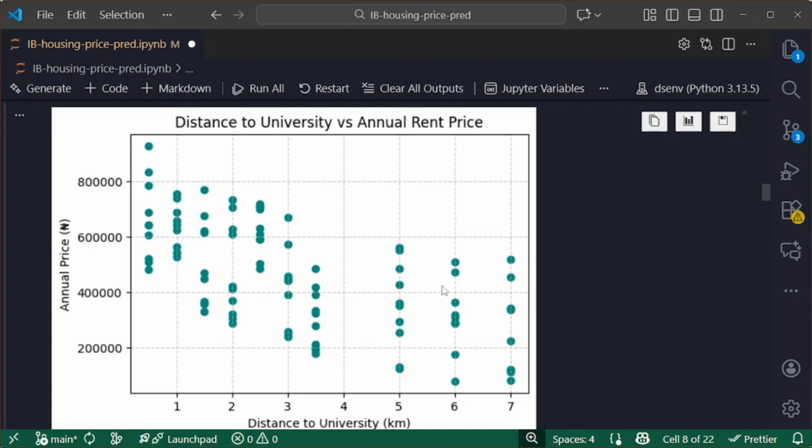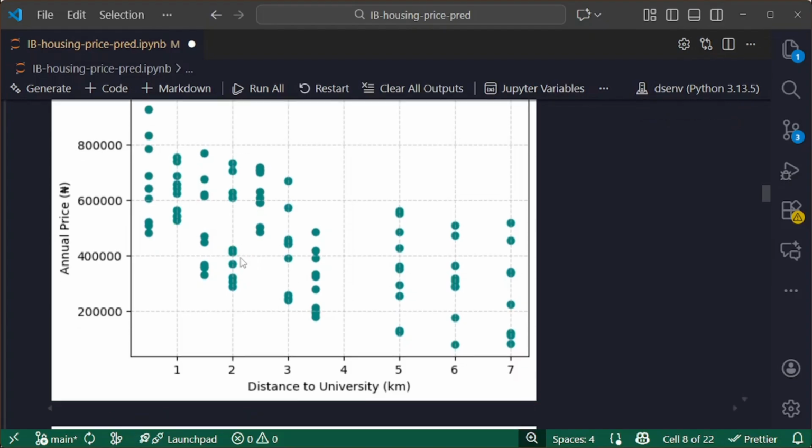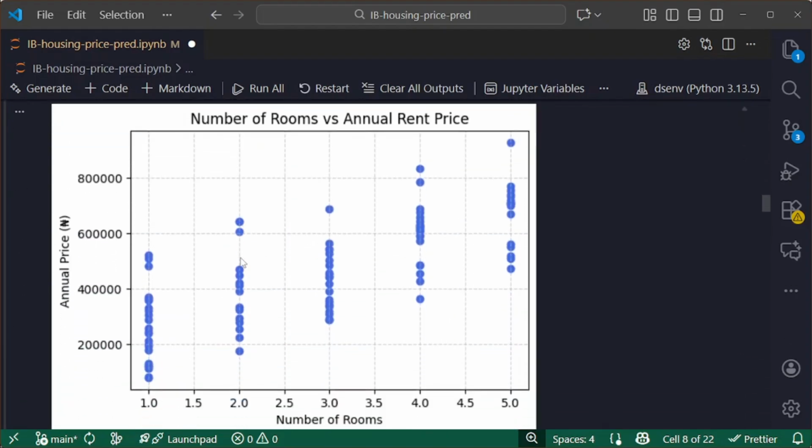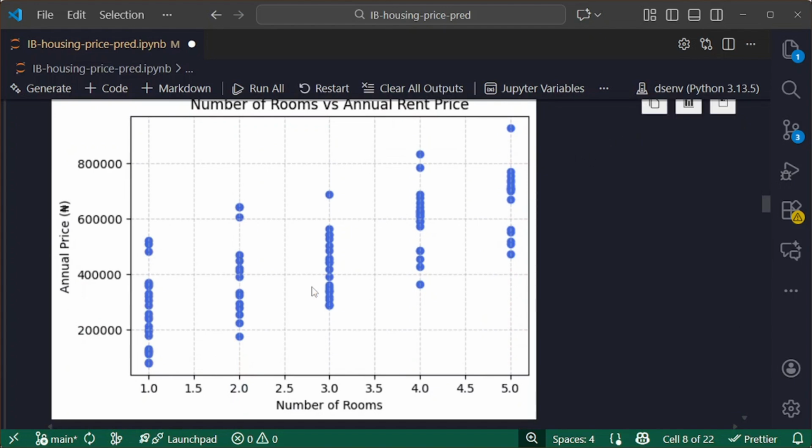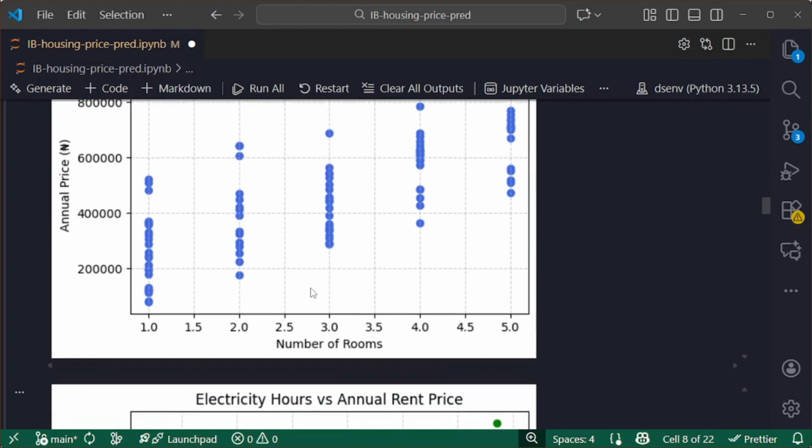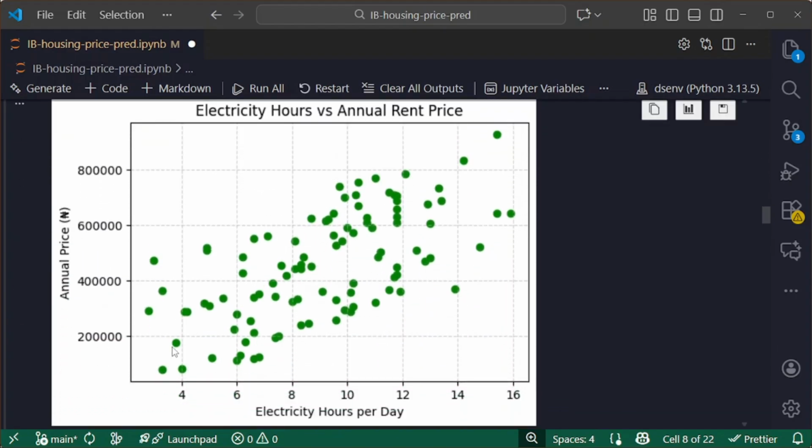However, because the distance is not the only thing that contributes, we have things like number of rooms. Based on the distance, the number of rooms differ, so the price will differ. But the general trend just shows us that the closer you get to university, the more rent you should expect to pay. Similar trend here too for number of rooms. The more the number of rooms, the more the rent you pay. That's straightforward. Similar thing for electricity hours. You see, the more the electricity hours, the more the rent you pay.